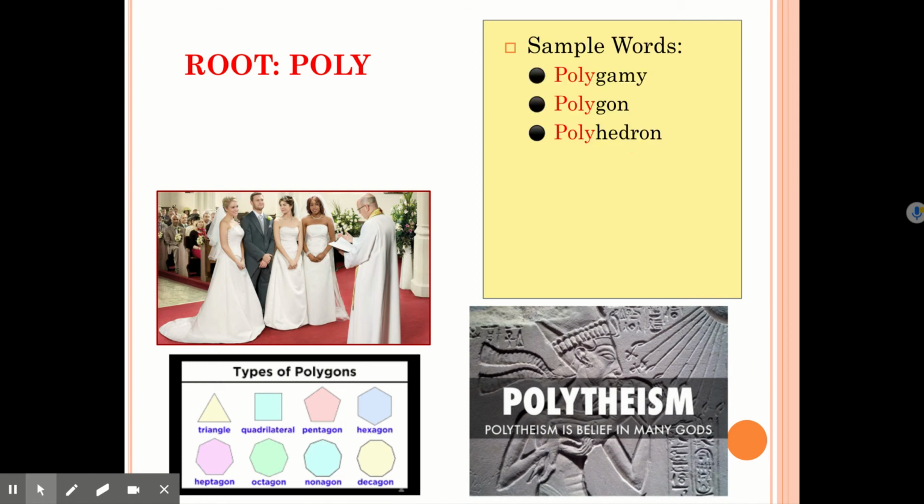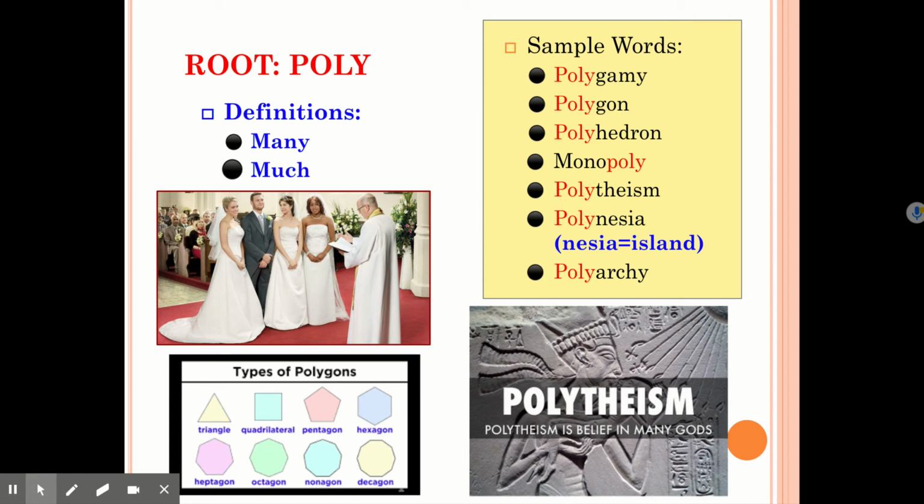Okay, our next set is one root, which is poly, and it means many or much. Let's take a look at some of the sample words in which you can find poly. First, we have polygamy, and here's a picture of that. It means having many mates at one time. So you can see in this picture, this man is not only getting married to one woman, but to 3. In our society, we typically practice monogamy, mono meaning one, which is having one mate at a time.